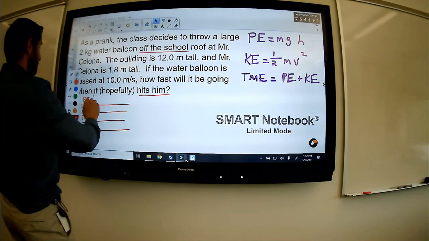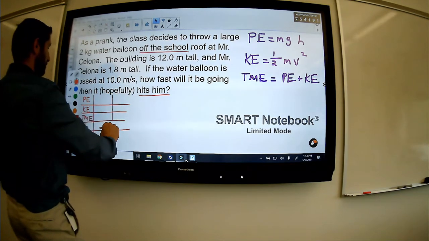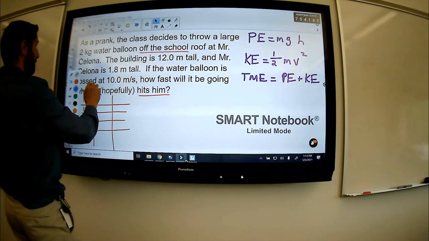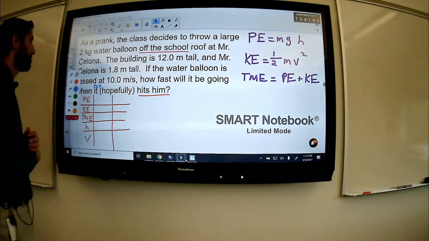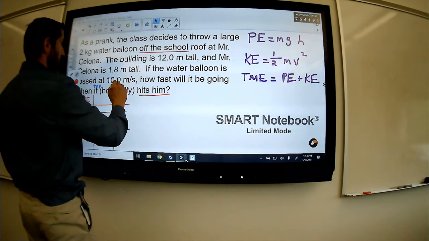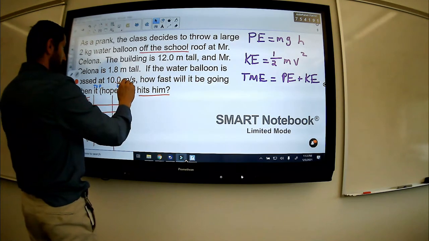So I'm going to set up 2 additional columns. One of these is going to be for the top. I'm going to use a different color here. So this will be at the top of the school building. And then over here will be at the bottom where it hits him in the head.